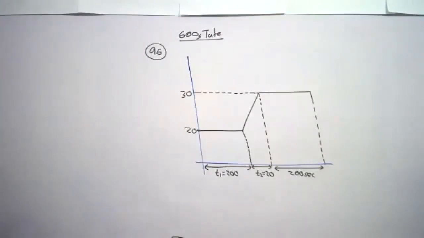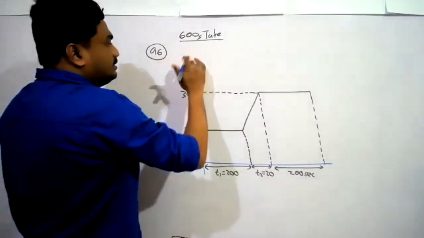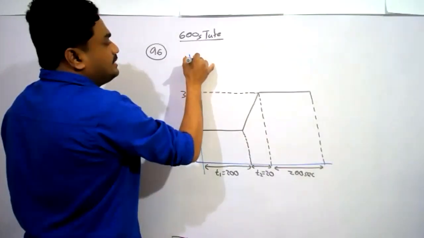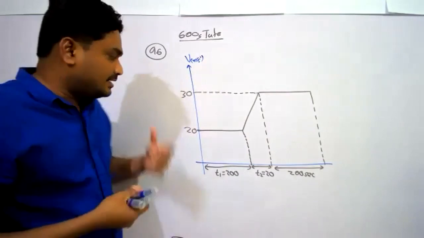Okay, I was drawing the velocity time graph. I was explaining the graph. I didn't know that we were disconnected, right?